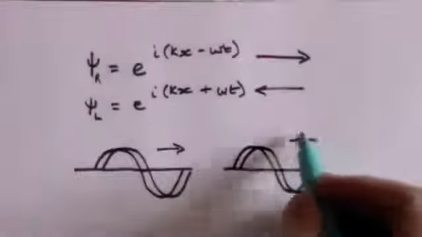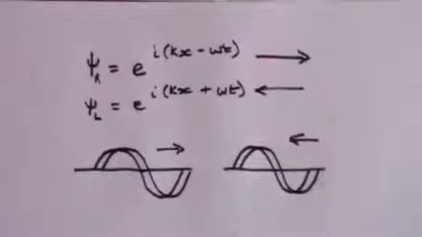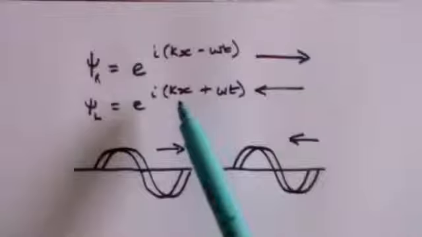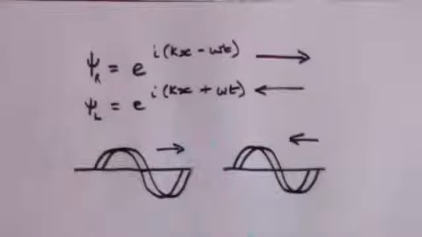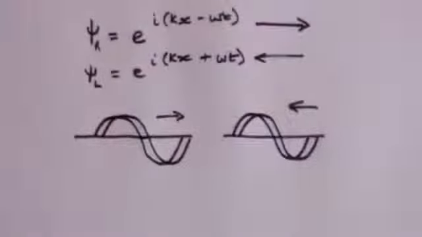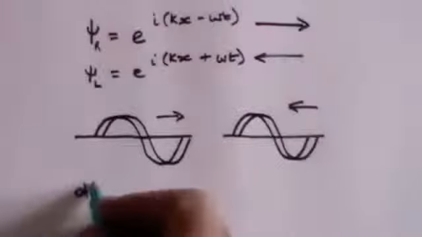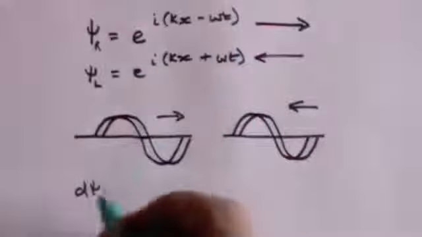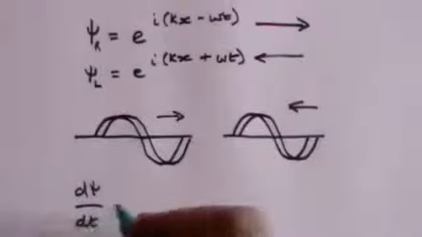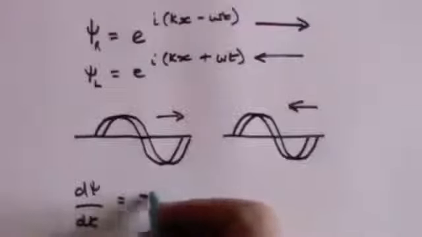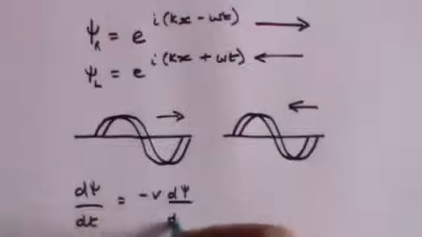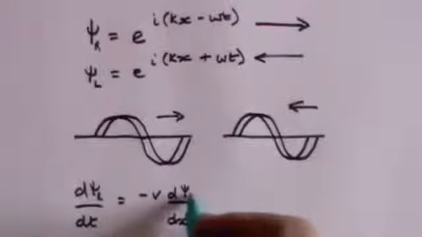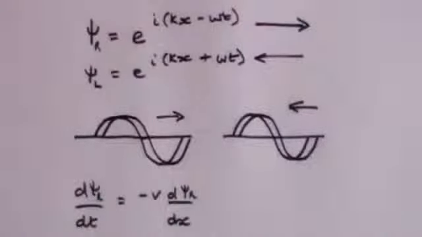In other words, it's moved to the left. So this is a wave which in time moves to the right. This is a wave which in time moves to the left. And so if we produce the wave equation, well, the one we just produced, which was essentially for psi to the right, we said that dψ/dt is equal to minus v dψ/dx. That's for the right moving wave, so I'll put sub letter R for right.